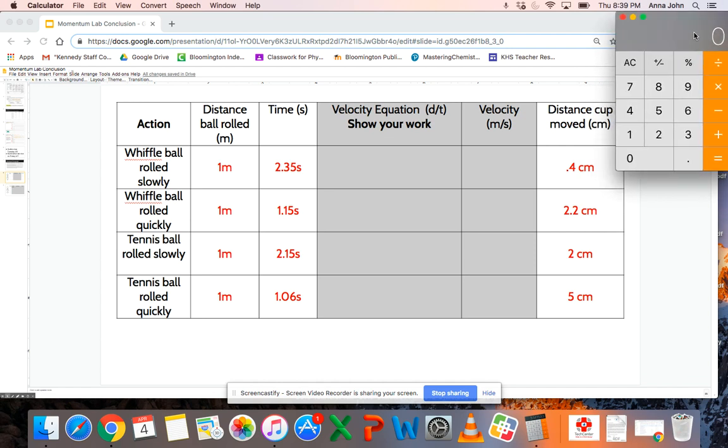Okay, you guys, we're looking at calculations for the momentum lab. So in class, you should have collected all of your data. We all rolled our ball 1 meter because we used the meter stick, and then we measured the time. We want to make sure that our slow times, wiffle ball slowly and tennis ball slowly, are about the same, and then our quickly times are about the same.